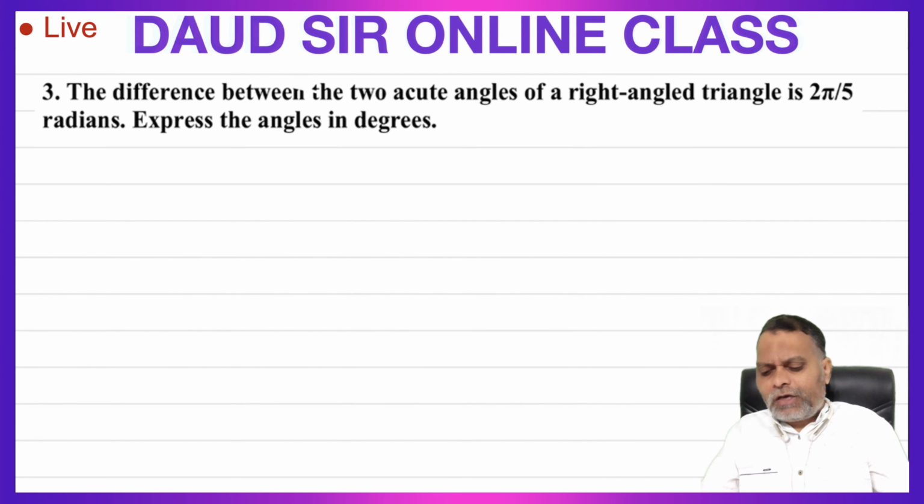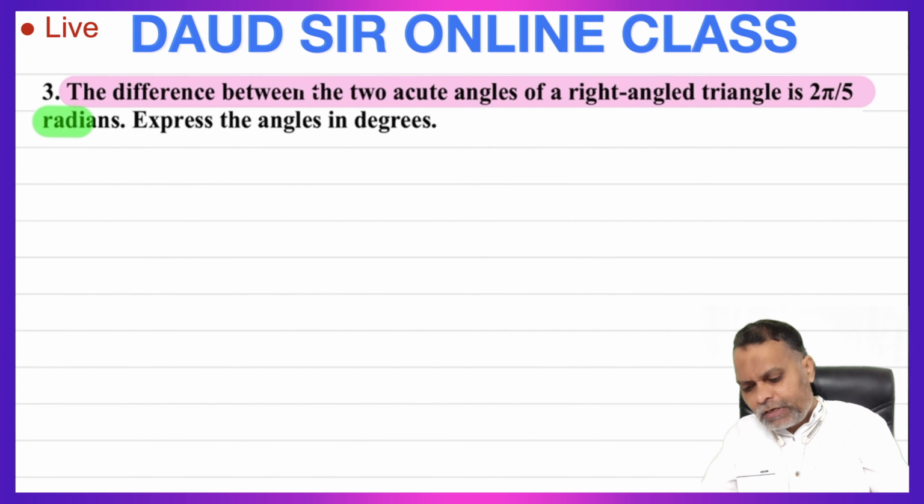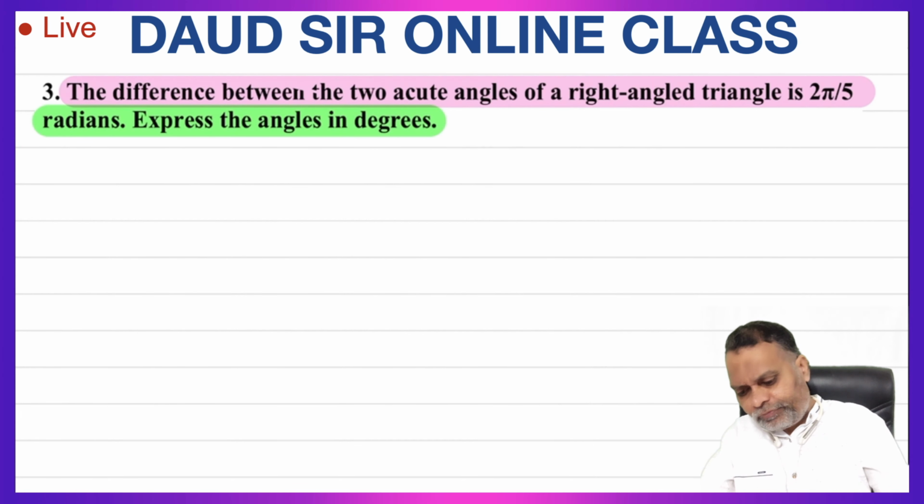Question number third. The difference between the two acute angles of a right angle triangle is 2 pi upon 5 radians. Express the angles in degrees. Here the difference of two acute angles of a right angle triangle is given 2 pi by 5 radians. So we have to express the angles in degrees.